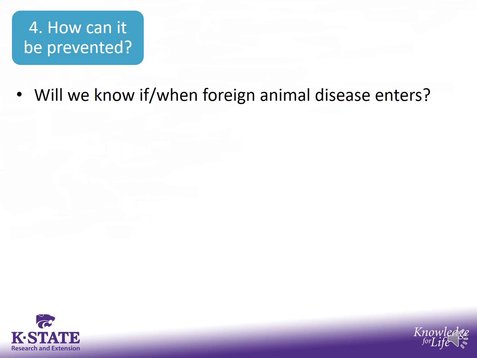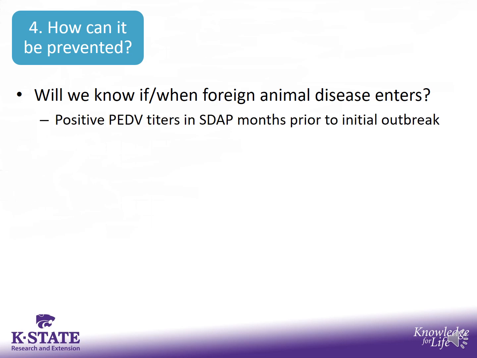One of my larger and overarching concerns is, will we even know if or when a foreign animal disease enters the United States? For example, in the United States, we have found reported porcine epidemic diarrhea virus titers in spray-dried porcine plasma months prior to the initial outbreaks in 2013. That means that we must have had circulating virus if it was found in the spray-dried plasma.